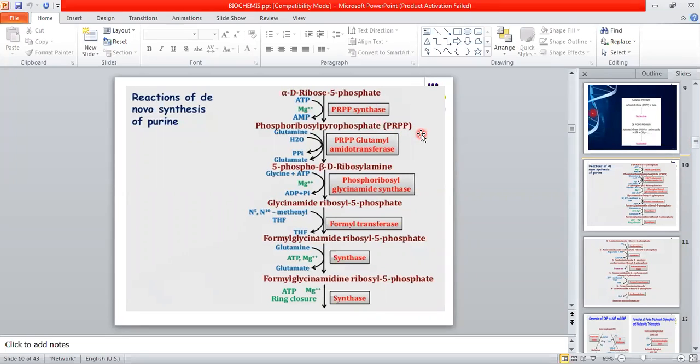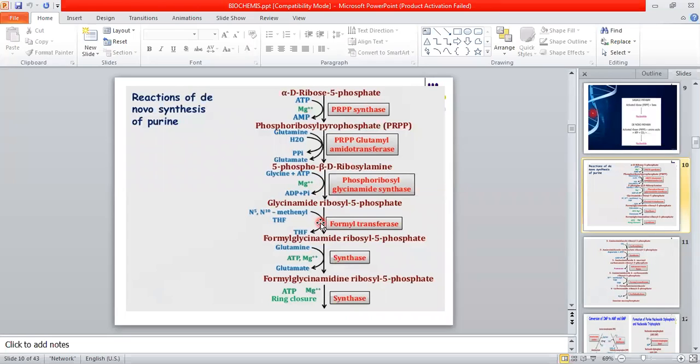The next one here, after PRPP, you have to write down ribosylamine. After ribosylamine, if you miss any step, then you can just make one long arrow here, and in the middle of the arrow you have to make a mark like this. So it will indicate that there are 2 to 3 steps.